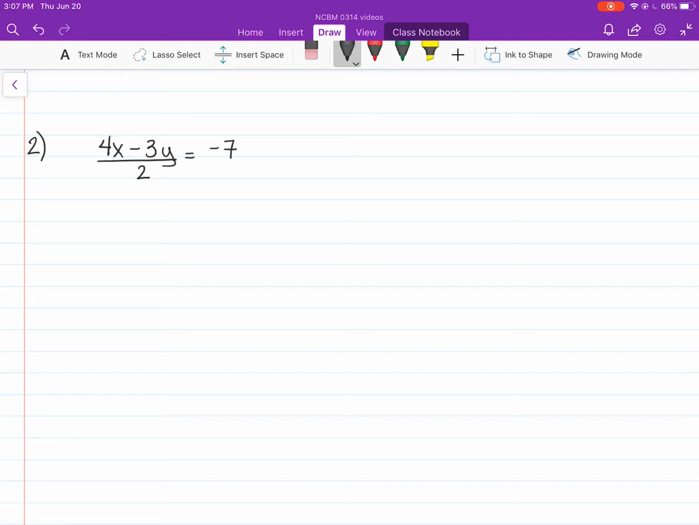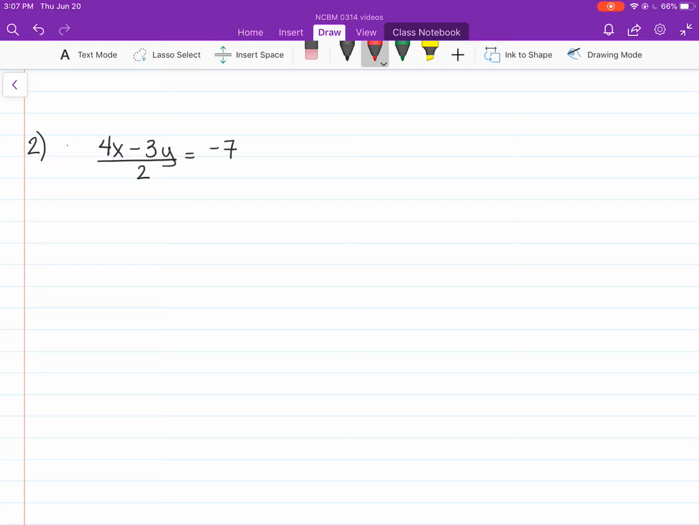So remember, we can always use our opposites to get rid of things. So in this case, instead of thinking of this as a fraction, think of it as division. So we're dividing by 2. Well, if we're dividing by 2, then to get rid of 2, we could just multiply, since division and multiplication are opposite of each other. That's exactly what we're going to do for this problem.